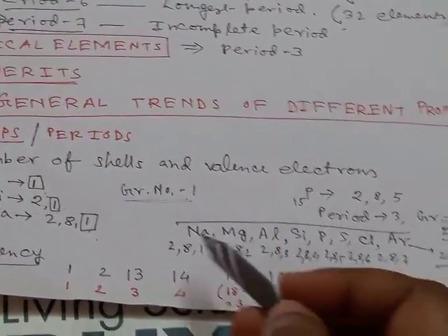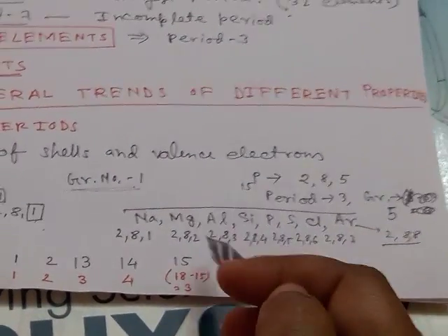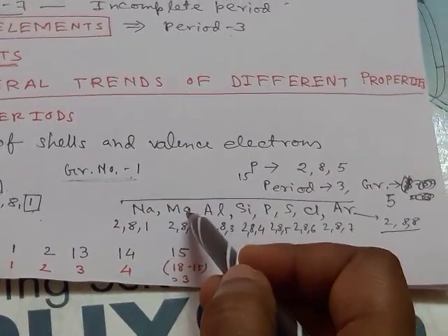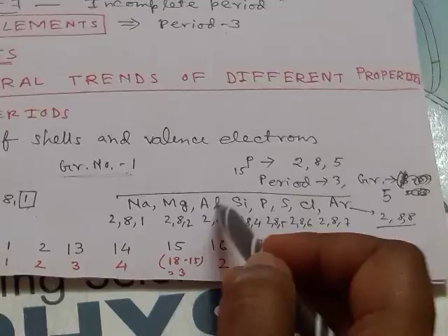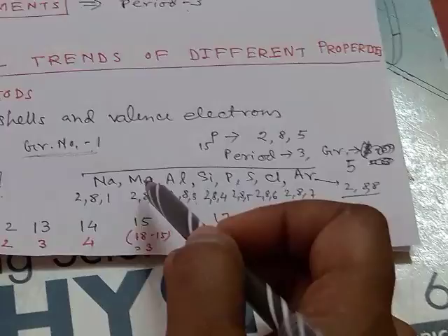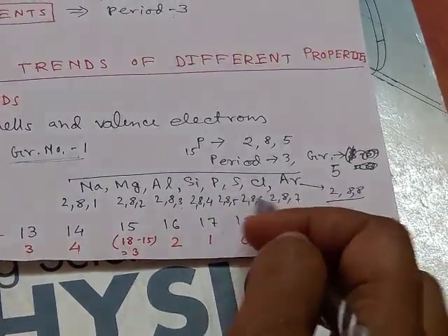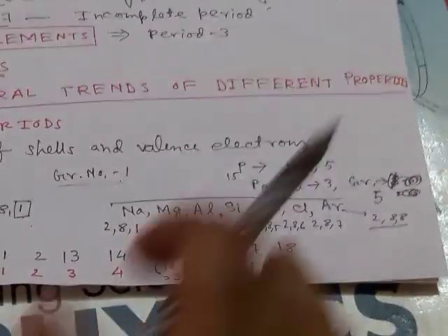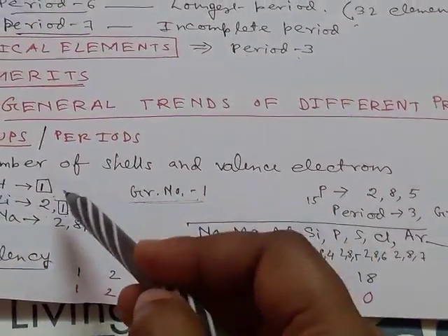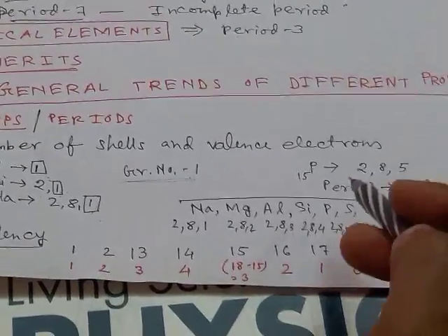They have the same number of shells, that is, the number of shells for all of them is 3, but they have different valence electrons. If we move from sodium to magnesium, 1 electron is added, from magnesium to aluminium another electron is added. That is, from one element to the next element, the electron number increases 1 by 1. If we move along a period from left to right, the number of valence electrons and number of valence shells can predict the position of the elements.